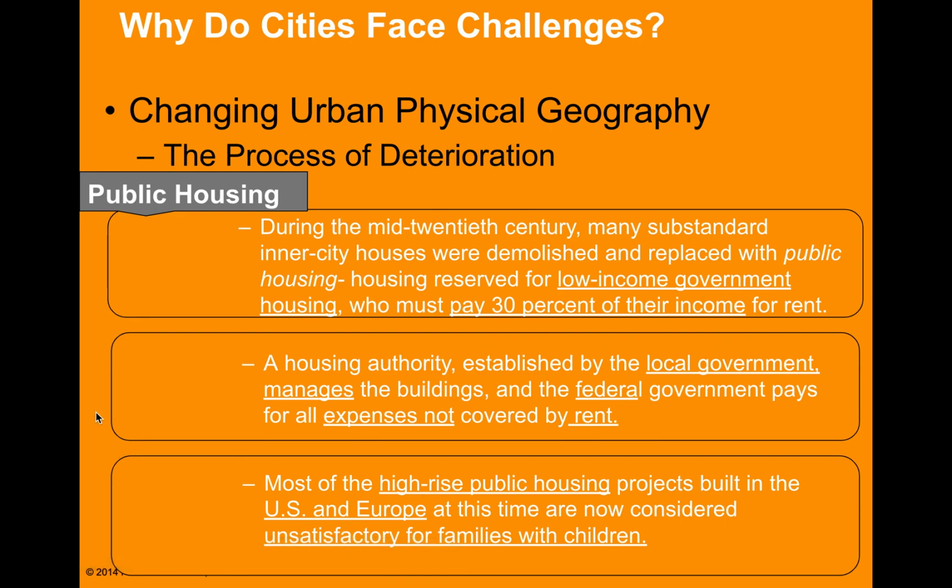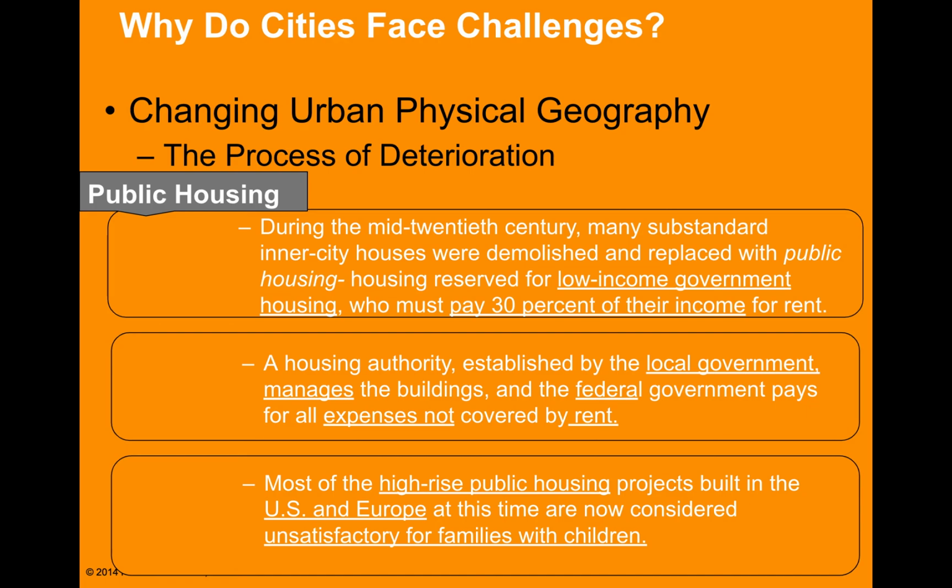Public housing. Public housing is by definition government-owned housing rented to low-income people with rent set at 30% of the tenant's income. In other countries, local governments or non-government organizations such as charitable groups build their own housing, and they're aided by subsidies from the national government. So the United States deals with public housing very differently than other parts of the world.